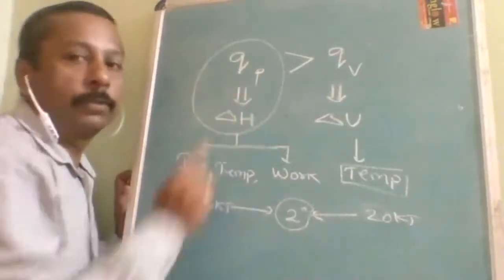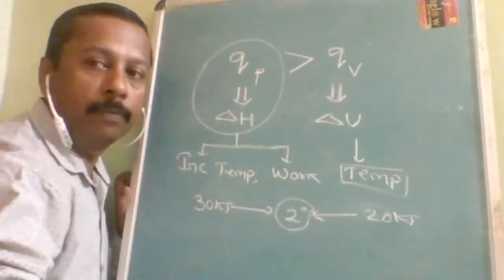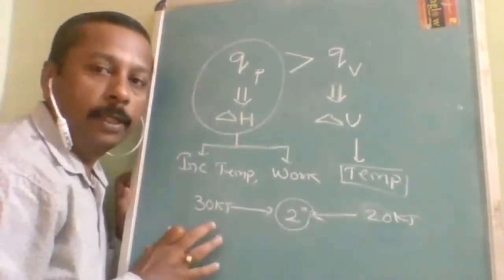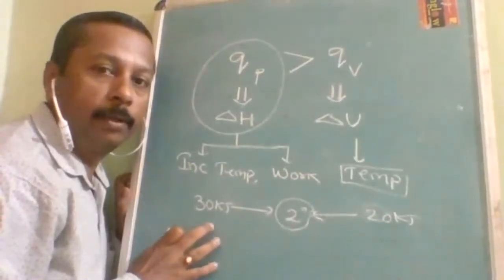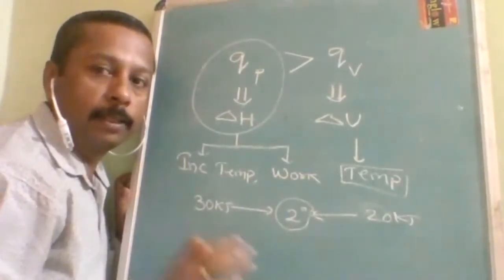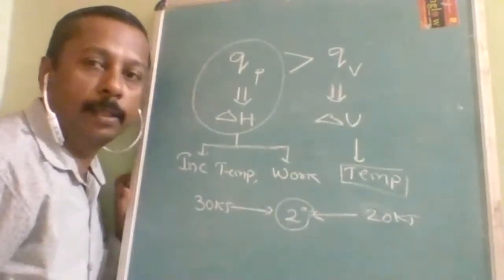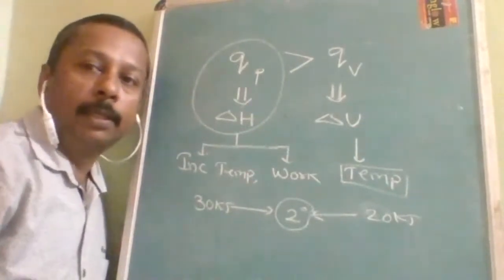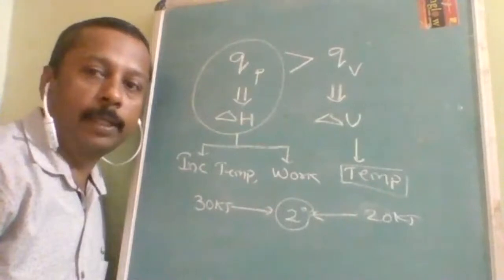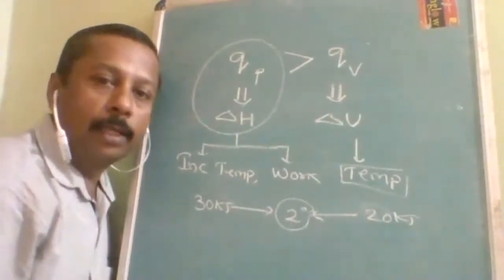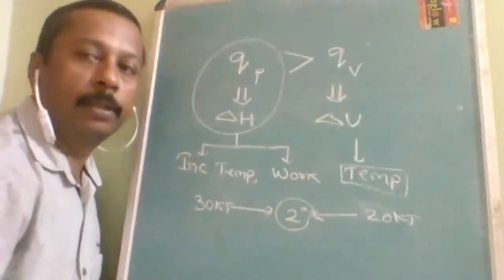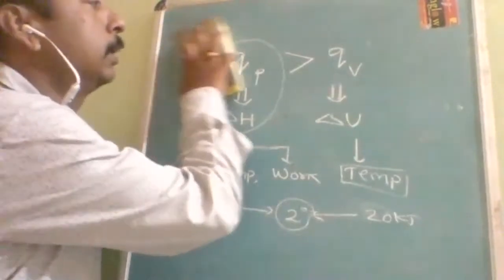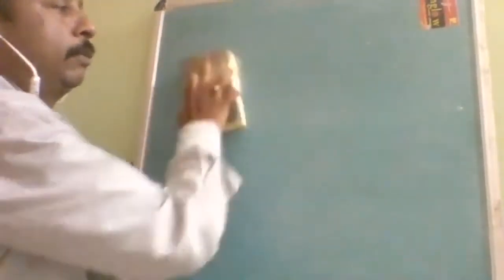Here pressure is constant. To keep the pressure constant, we have to increase the volume. Increasing the volume means expansion, and expansion means work done by the system. That means some of the heat given by us will be utilized for some other purpose, to do the extra work, the expansion work. Understood? Now this is the first law of thermodynamics for all processes.